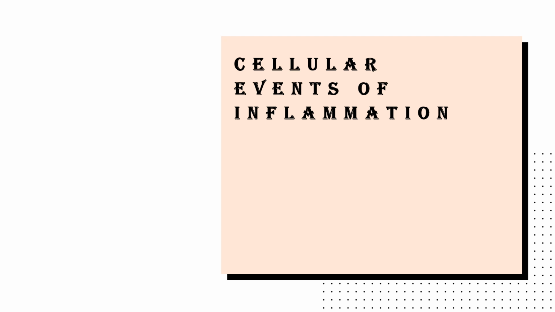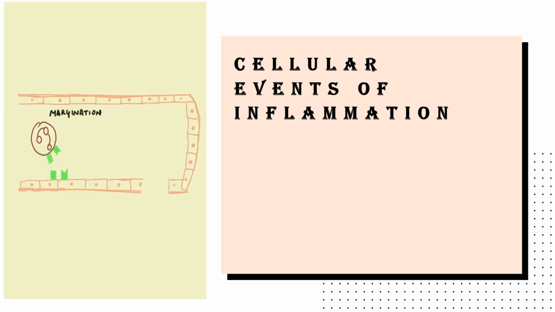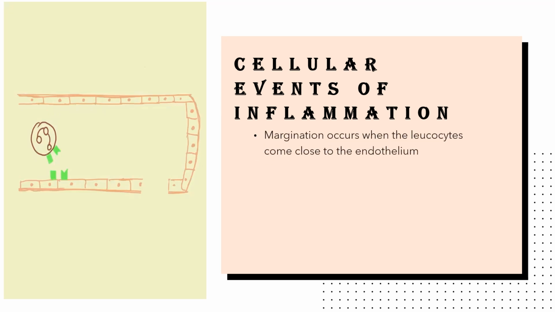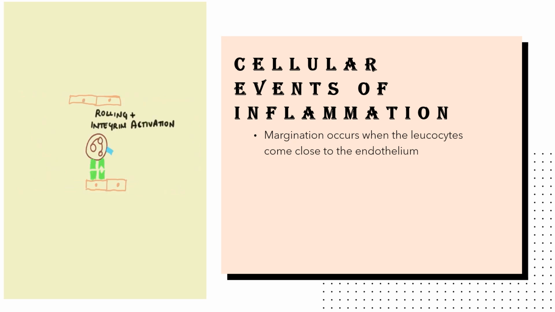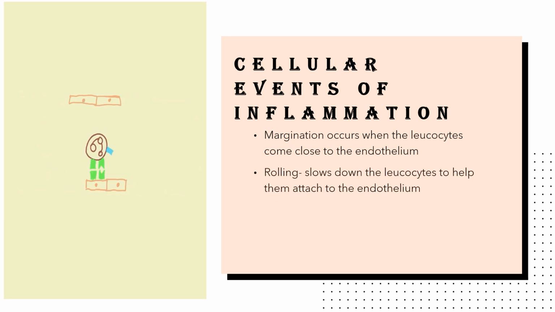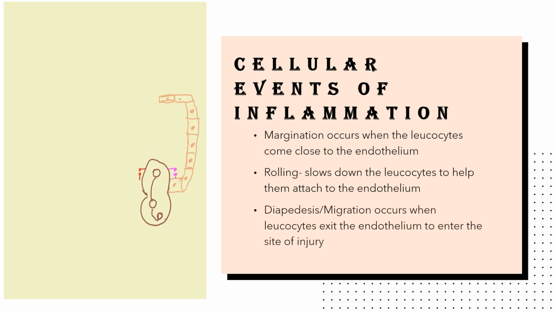After learning about how the blood vessel responds to a particular pathogen and what is the inflammatory response that it elicits, we'll now come to the cellular events of inflammation, in which we'll discuss how a cell leaves its host and comes to the site of injury during inflammation. This is governed by three major processes. The first, we have margination, which usually occurs when the leukocytes come close to the endothelium. The next process is rolling, in which there is slowing down of the leukocyte to help them attach to the endothelium. And the third, we have diapedesis or migration, that usually occurs when the leukocytes exit the endothelium and enter to the site of injury.